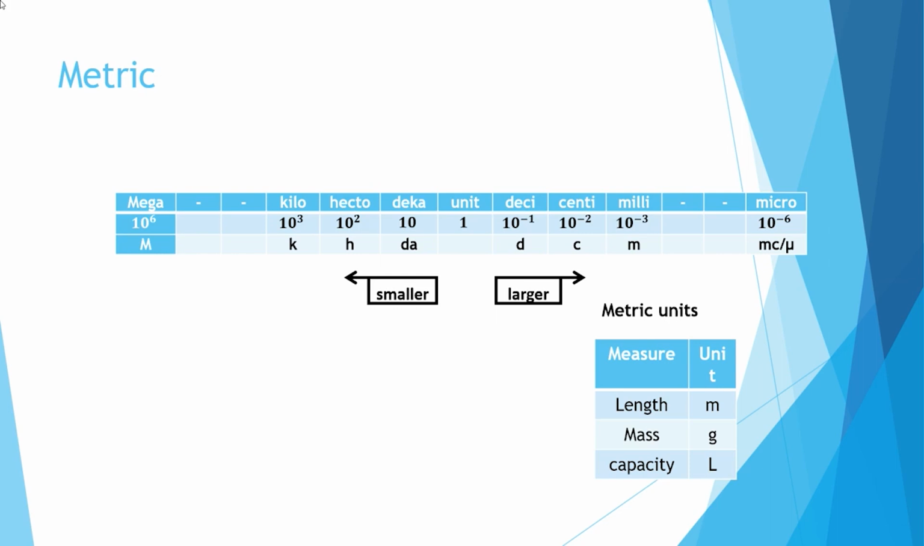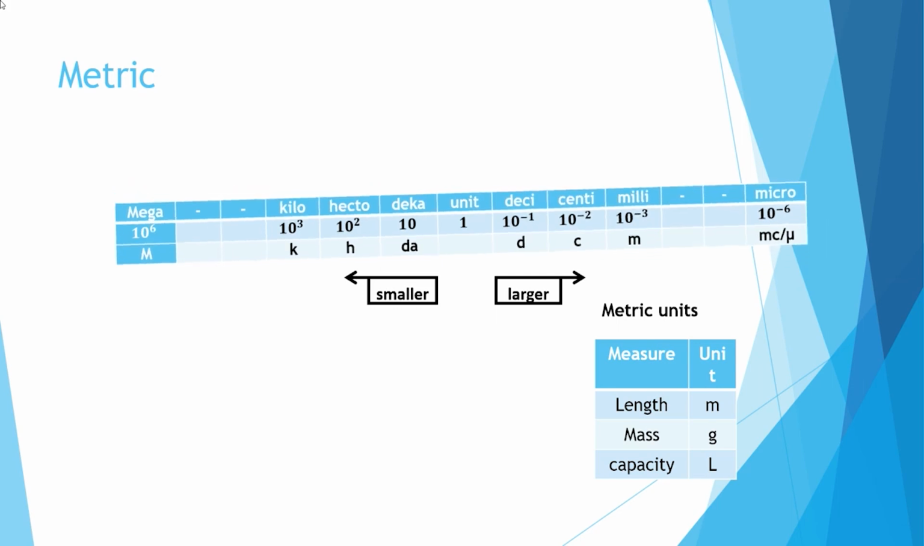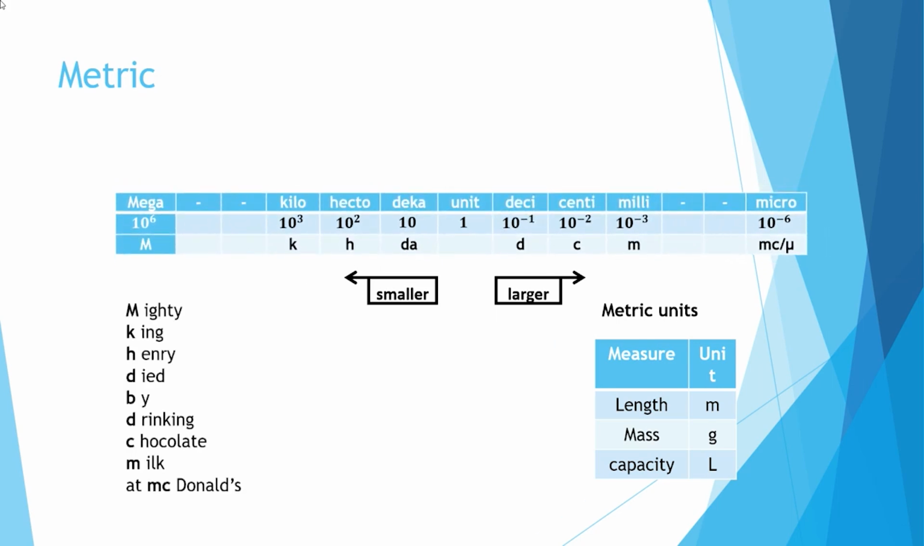So, a way that you can kind of remember this is by using this acronym. Mighty King Henry died by drinking chocolate milk from or at McDonald's. And you can come up with your own. This is an acronym, so it's a memory hook so that you can remember the prefixes for the metric system.